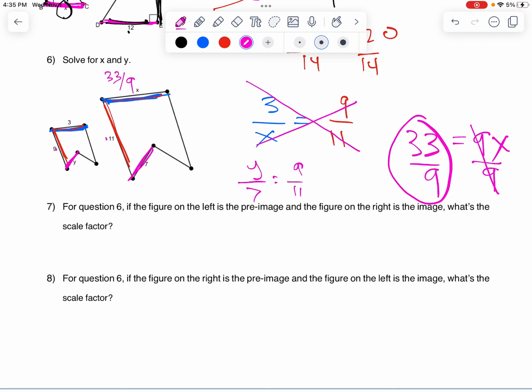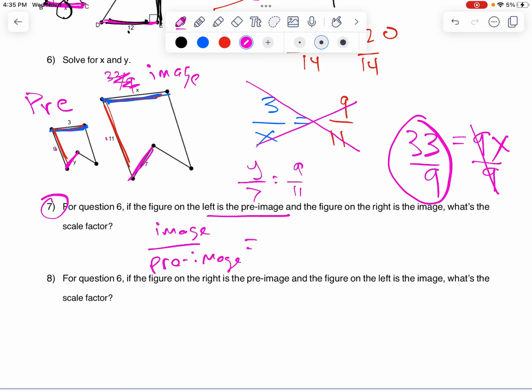Divide both sides. All right, let's talk about question 7. Here it says, if the figure on the left is the pre-image, so if this is the pre-image and this one is the image, remember scale factor is image over pre-image, and so the image is 11 and the pre-image is 9. Now I'm choosing 11 and 9. I'm choosing these sides because I have actual numbers. If I chose those sides, I'd have x or something and y, and I don't want those, so I'm choosing the sides where I have actual numbers.